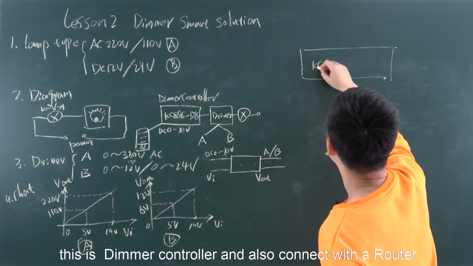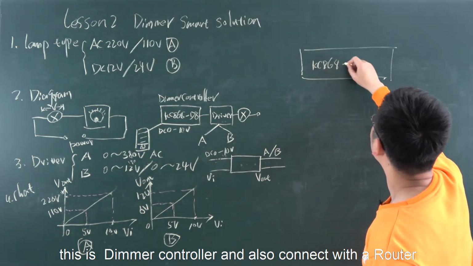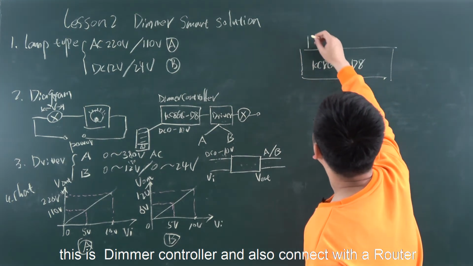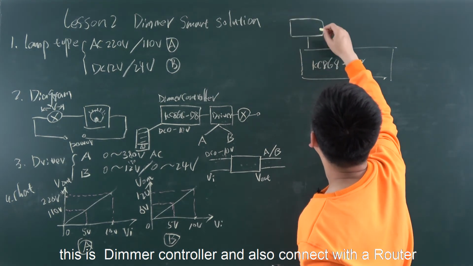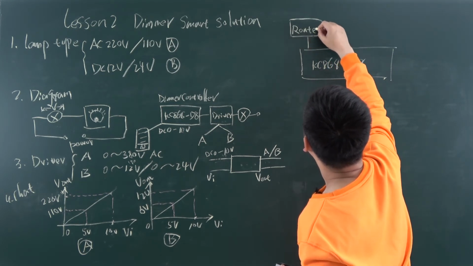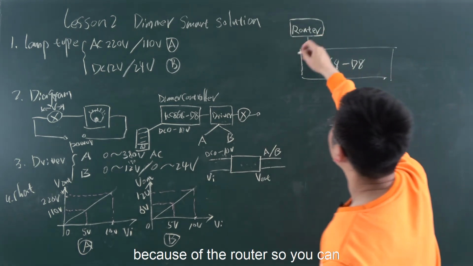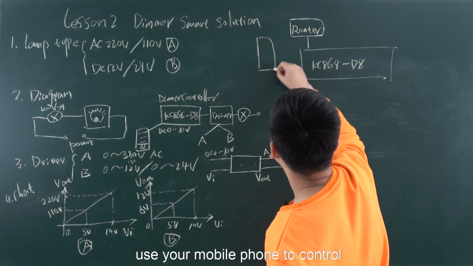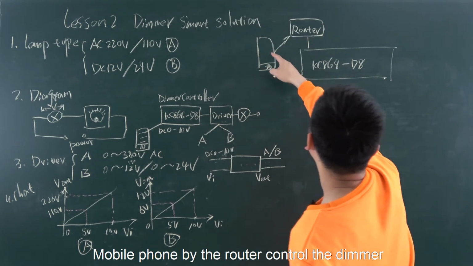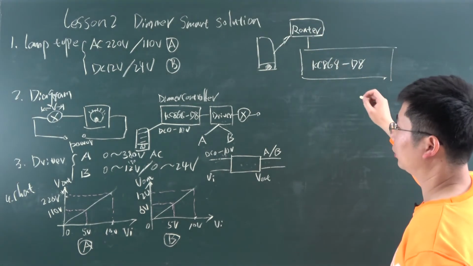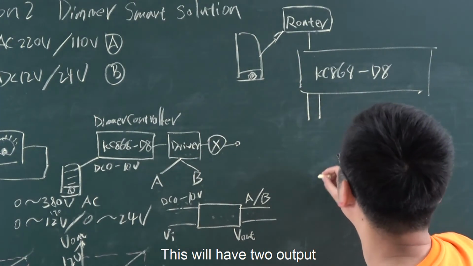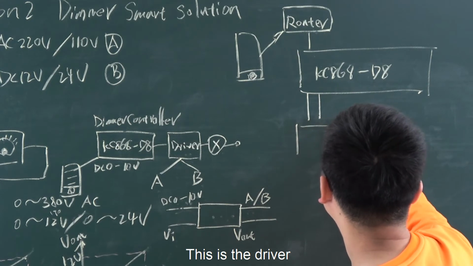This is the dimmer controller, and it also connects with the louder. Because of the louder, you can use your mobile phone to control the dimmer. And this will have two outputs. And this is the driver.